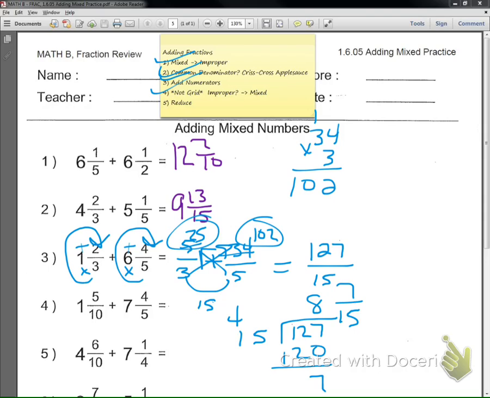I need to see if 7/15 can reduce. The factors of 7 are 1 and 7. That's it. It's a prime number. Well, 7 doesn't go into 15, so that means it can't reduce, and that's my final answer. 8 and 7/15.